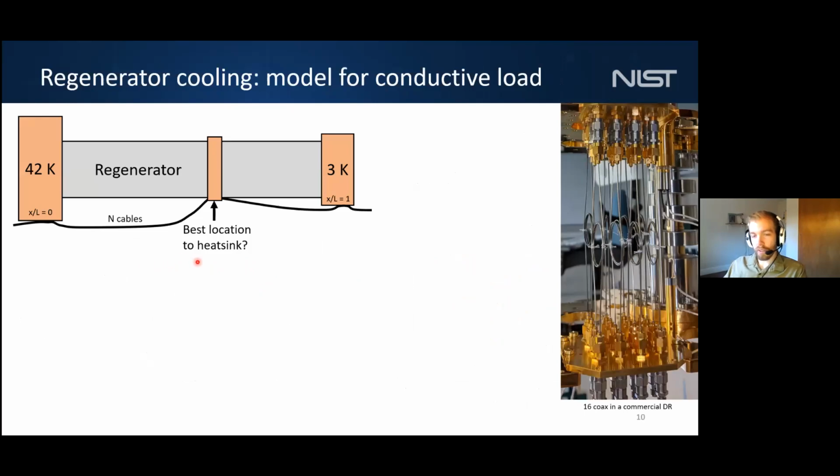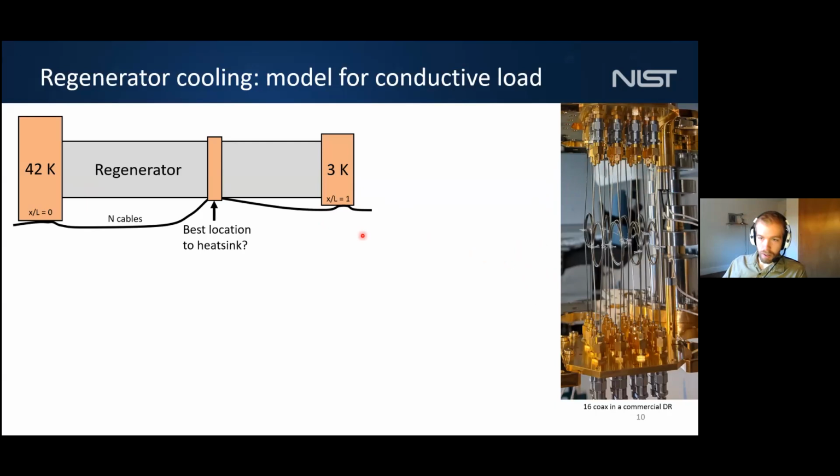The first application is a conductive heat load. Really what I'm talking about here is a bunch of electrical cables that you need to cool down to the base temperature of your refrigerator. I've got a picture here on the right. This is from a commercial dilution refrigerator that we have here at NIST. And these cables need to be cooled eventually down to the base temperature in the refrigerator.